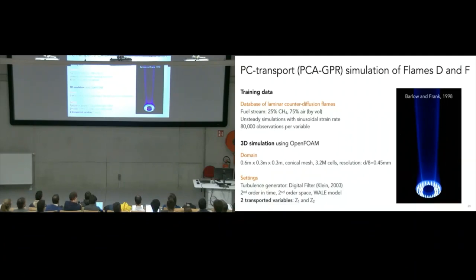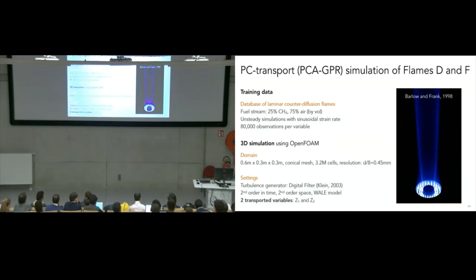Why is this often used? Because Flame D is very easy. Everyone wants to show that their model can work on Flame D because usually it works. The real complexity is to get Flame F, because Flame F is a flame which is almost extinguished. And a flame which is close to full extinction is very complex to capture.